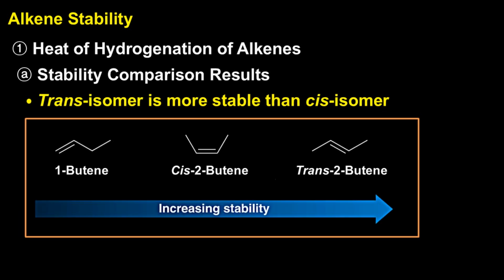Take a look at these three: 1-butene, cis-2-butene, and trans-2-butene. If we compare their stabilities, trans-2-butene comes out on top. Why is that? We'll break it down in more detail in just a minute. For now, all you need to remember is this: trans alkenes are generally more stable than cis alkenes.